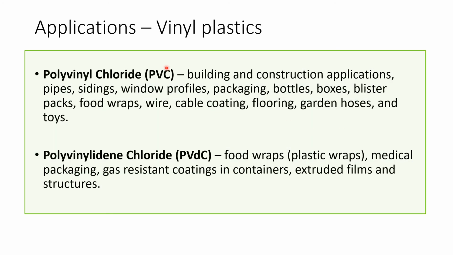Vinyl plastics, 2 of them, PVC and PVDC. PVC is very strong, so therefore we use it in building construction, windows, packaging, bottles, boxes. PVDC we use in food wraps, your plastic wraps, medical packaging for medicines, gas-resistant coatings and containers.